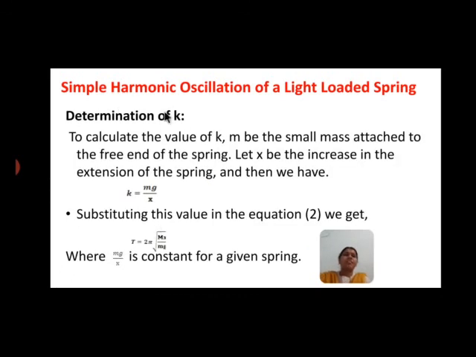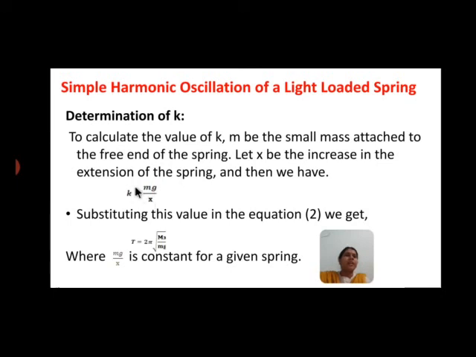Now the determination of the k value. To calculate k, let small m be a small mass attached to the free end of the spring, and let small x be the increase in the extension of the spring. Then k becomes m into g divided by x.